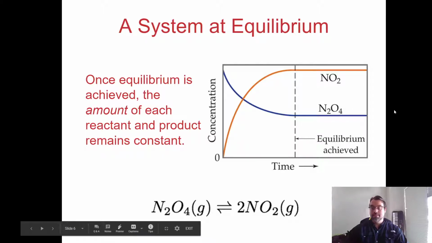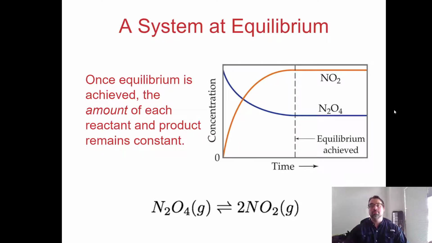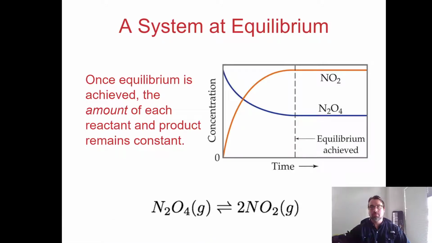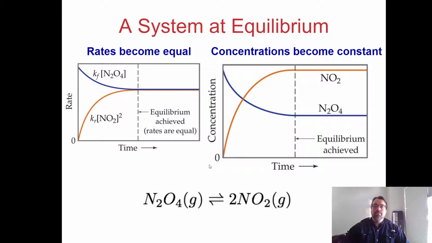And so this is what's going on at equilibrium: eventually we'll reach a point where both our products and our reactants end up having the same concentration, no matter how much time has evolved in this particular reaction, okay? So, in this case, rates will become equal and concentrations will become equal, okay?